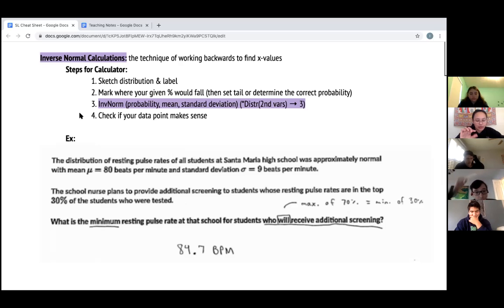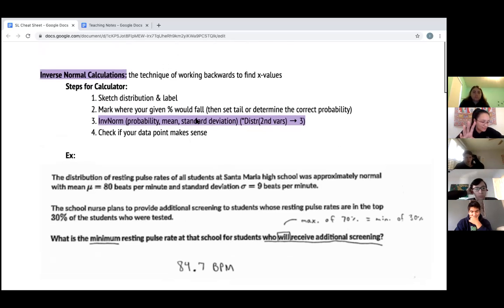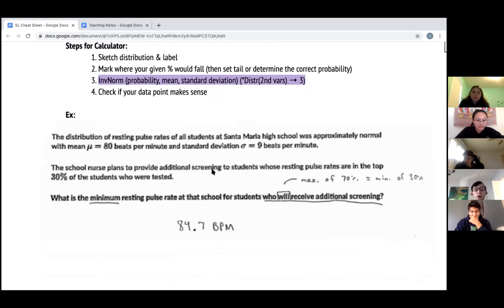Isabella, can you zoom in for a bit? Yeah, on the example? Yeah, on the example.